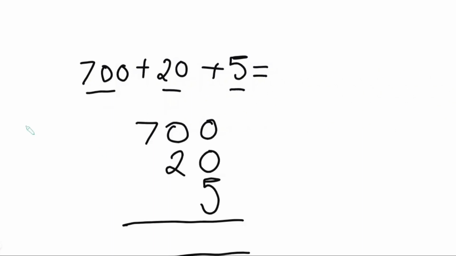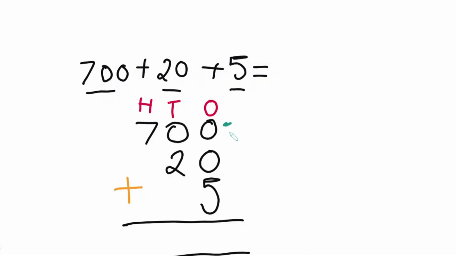So just to help you out, this is our hundreds column. So everything in this column is hundreds. This is our tens column. So everything underneath this column are tens. And this is our ones column. So everything in this column represents our ones. Now we're going to simply add them all up. Let's put our adding sign there. We're going to add them all up and find out the total.